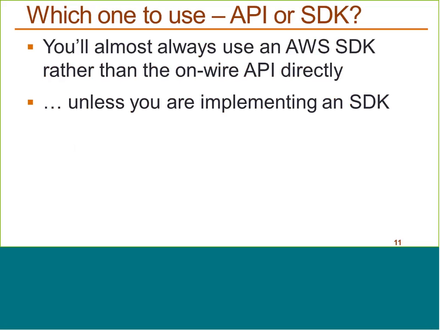the only exceptional cases are when you are implementing an SDK or when you are working in an environment for which you don't have an SDK. Only then would you use an API. Or there's another situation where sometimes using the API can be higher performance than the SDK. So unless you are in one of those exceptional situations, you will almost always be using the SDK.